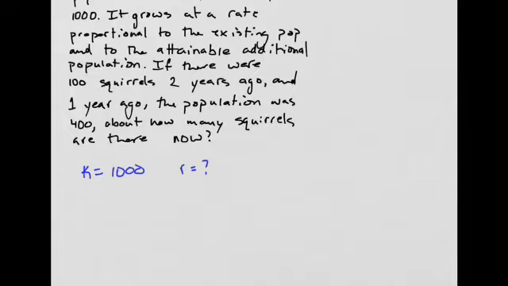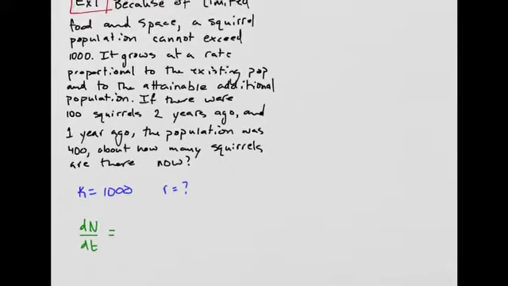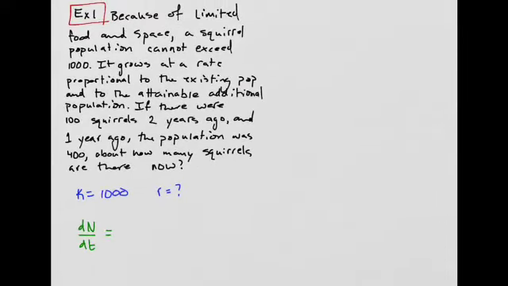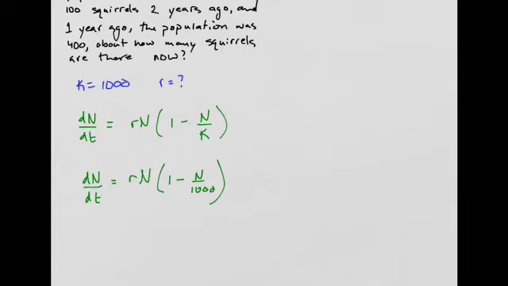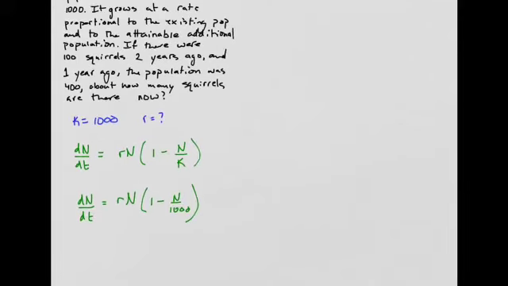So we know that from the last video, we can model the population, dN/dt, the rate at which the population grows, by dN/dt, which would be some proportionality constant times the population, and times 1 minus N over K. So I'm going to plug K in, and let's just see where it takes us from there.